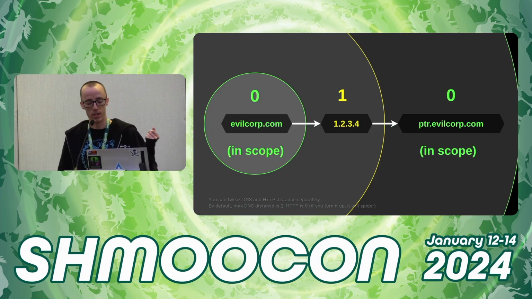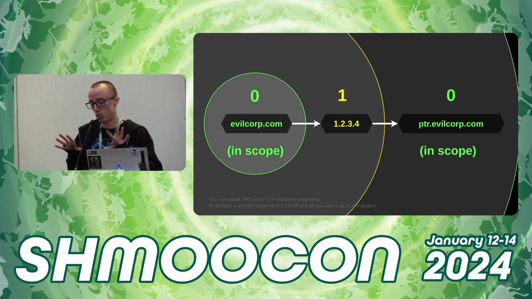So in BBOT, you can tweak the DNS and HTTP distance separately. DNS by default is 2. It'll explore out to distance 2. HTTP is 0, meaning it'll only visit in-scope stuff. But if you turn it up, it'll do spidering and stuff like that.